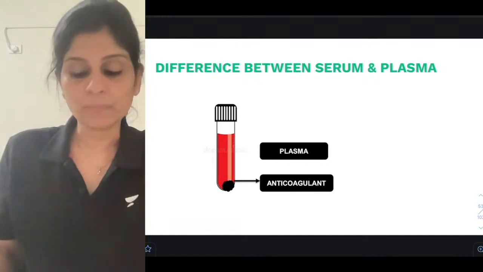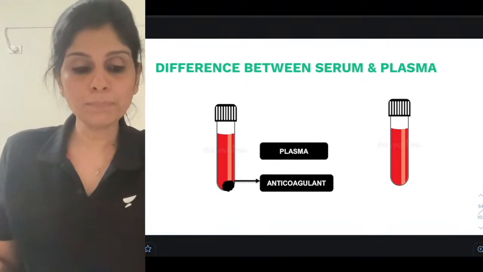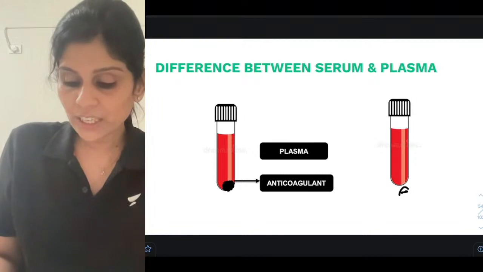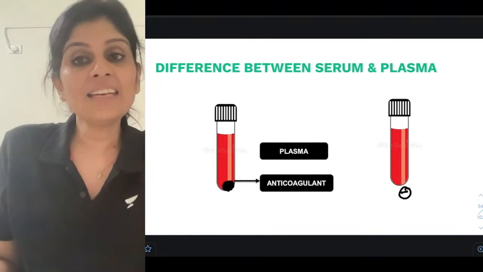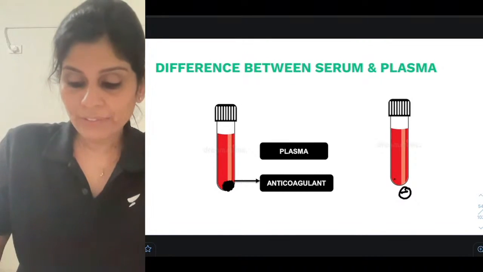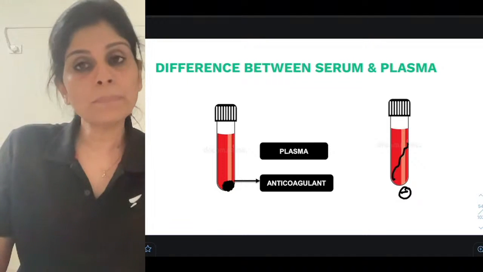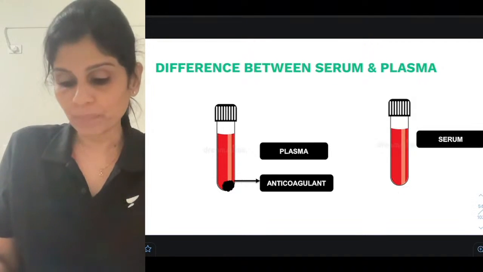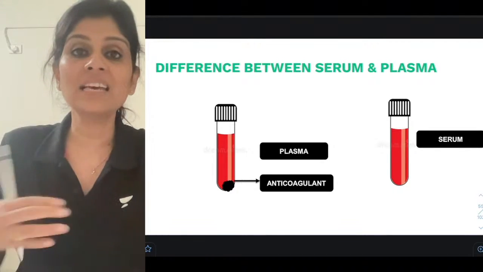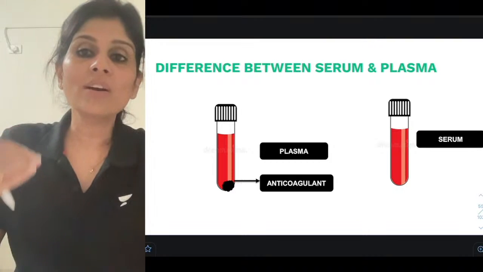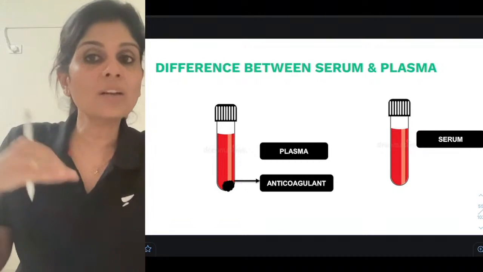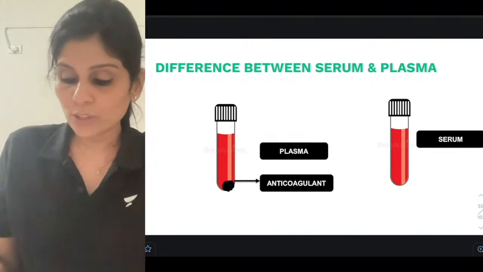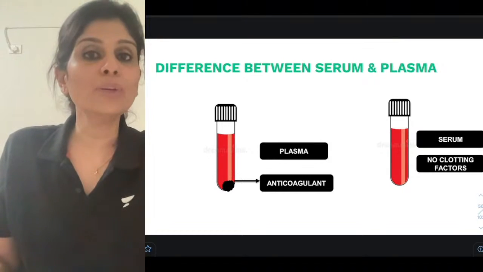So what is serum? If you collect a blood sample in a simple tube, the negative charges of the tube will stimulate in vitro clotting. After in vitro clotting, what separates above is called serum. So serum is something which separates after clotting. So clotting factors will get used in the clot. So serum does not have clotting factors. Are you clear about this?